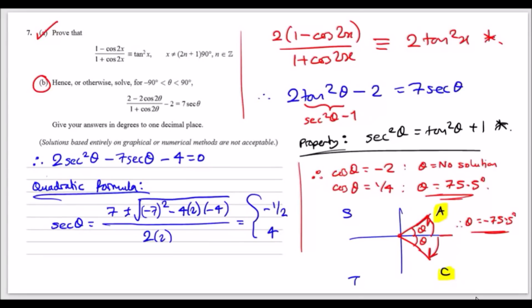So that's it. Now you put theta there, and this is angle 0. So you just calculate from here to here, which was 75.5, and you just go down, which is negative 75.5. Simple. Very simple.